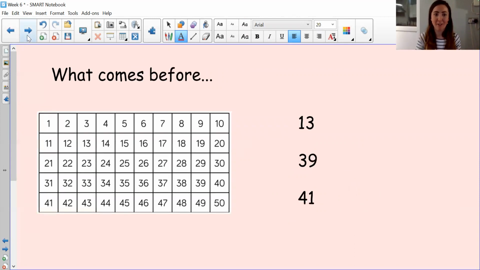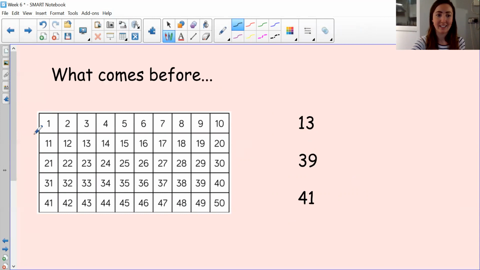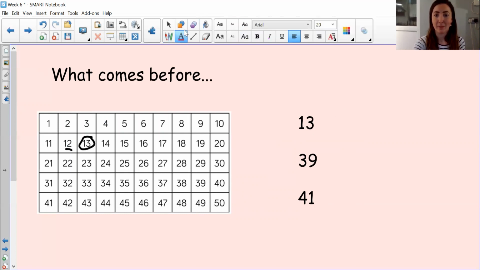Now we're going to swap around and find numbers that come before these numbers. So what does this number say? It says 13. So if you're finding the number that comes before 13, again, we need to find 13 first. And here is 13. And this time we're looking this side, number 12. Okay, so the number that comes before 13 is 12.